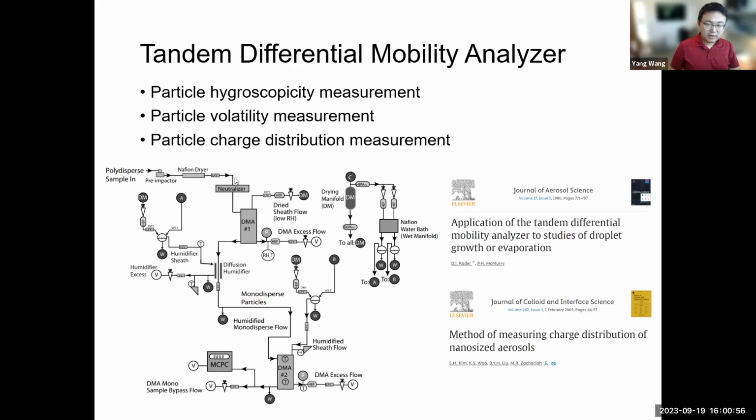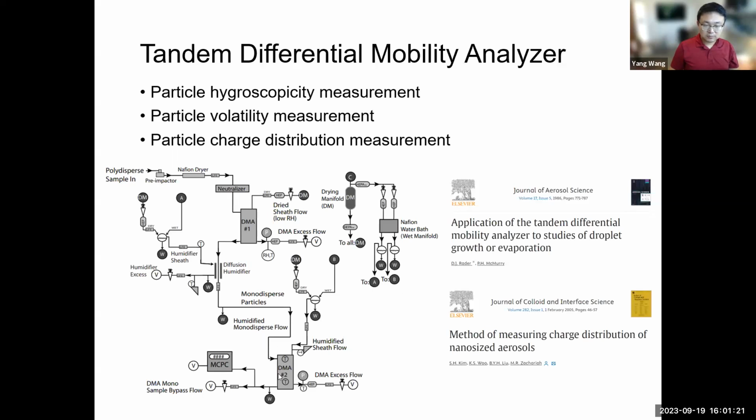So if you imagine, if we send in 100 nanometer particles, inside the neutralizer here, the charge is going to get redistributed, right? You're going to basically have some 100 nanometer particles with +1 charge, some of them with +2 charge, some of them with -1, some of them with -2. And in the second DMA, you can see what their size distribution looks like.